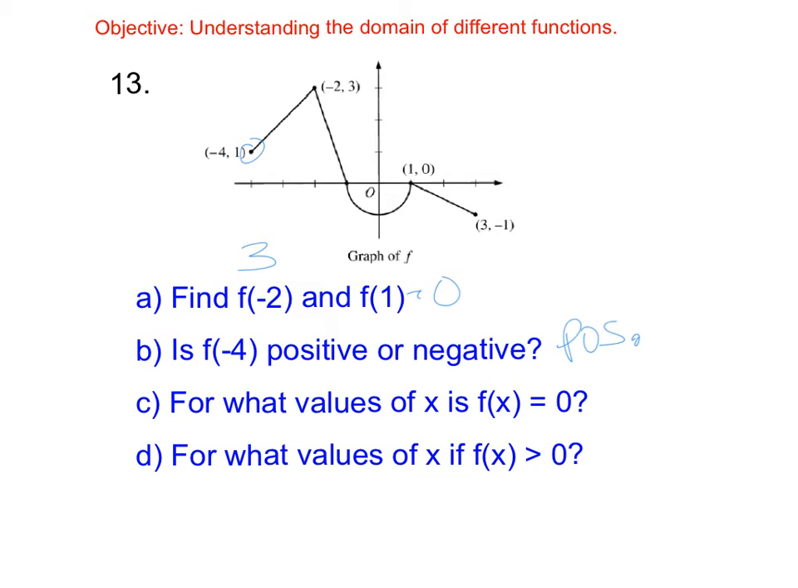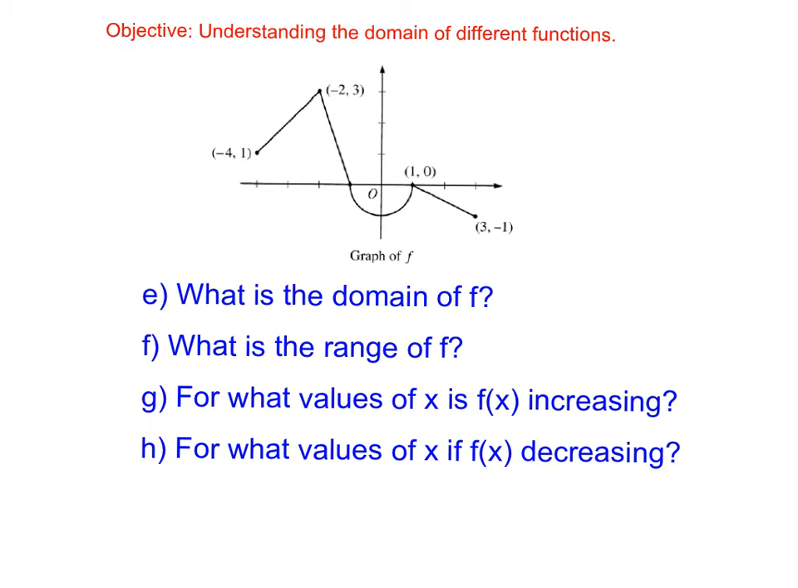For what value of x is f of x equals 0? So y is 0 at -1 and 1. For what values is f of x greater than 0? That's above the x-axis, so that's -4 to -1, and that's it. Whenever you're talking about values like this, we're only ever going to put the x value. Don't put the y values. All right, a few more problems. The domain is -4 to 3. The range is -1 to 3.